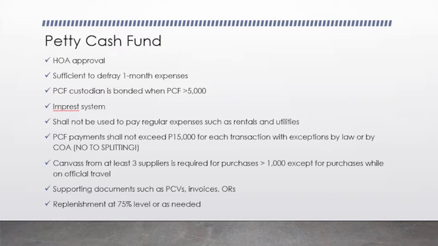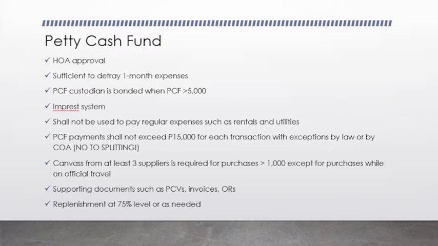One, HOA approval. This is the head of the agency approval. So the head of agency shall approve the amount of PCF to be established, which shall be sufficient to defray recurring petty expenses for one month. So this is the sufficient to defray one month expenses that is indicated here. Okay? So you cannot set up or establish a petty cash fund without the approval of the head of agency. That approval is normally just a mere letter from accounting endorsing a particular employee to become the petty cash fund custodian, and then it will be recommended by the head of the finance, and then approved by the head of the agency.